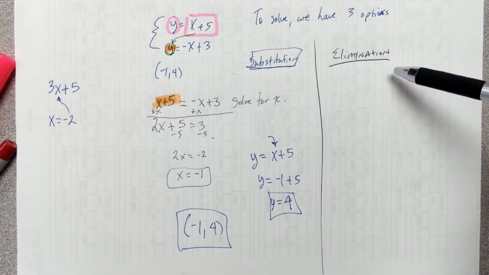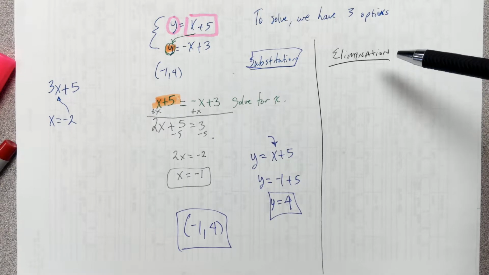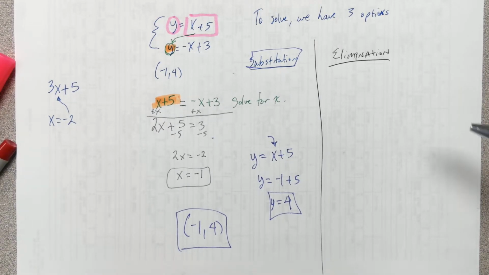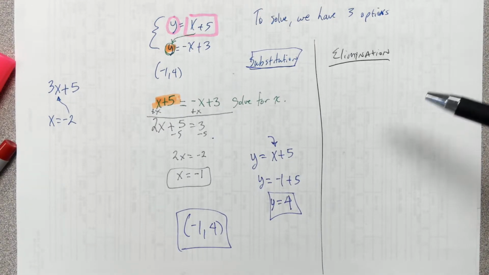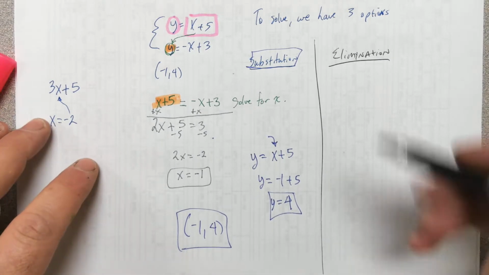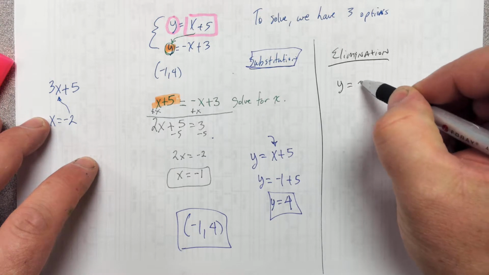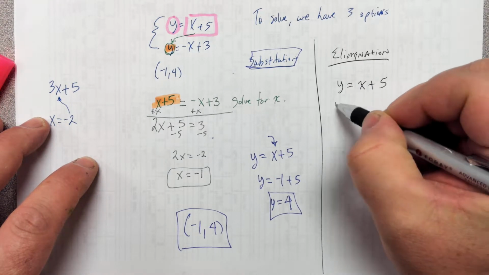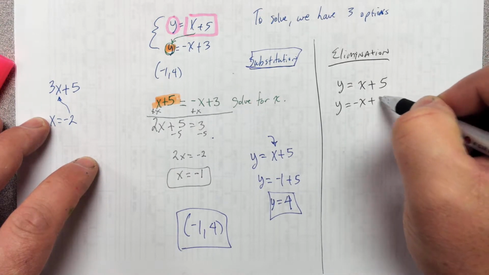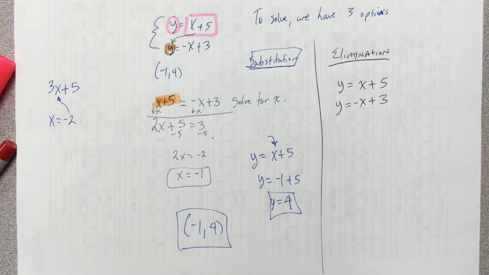When you eliminate something, you get rid of it. It's just gone. You don't put something else in its place. And that's what we're going to do with elimination. With elimination, the idea is to eliminate one of the variables. So I'm going to go ahead and rewrite the whole thing. That's our system, right?